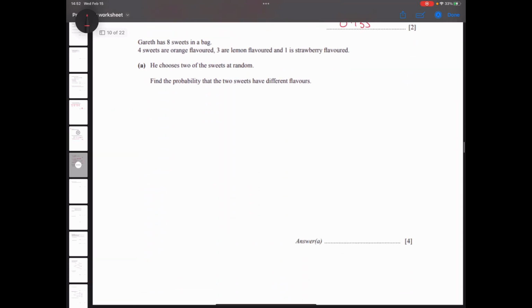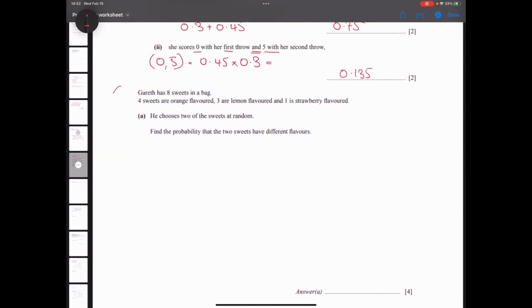Then let's go to question number 6. Gareth has 8 sweets in a bag. 4 sweets are orange flavored, 3 sweets are lemon, 1 sweet is strawberry. He chooses 2 of the sweets at random, 2 of them. Find the probability that the 2 sweets have different flavors. I can do this in multiple ways, but I'm going to do this again using reverse probability.